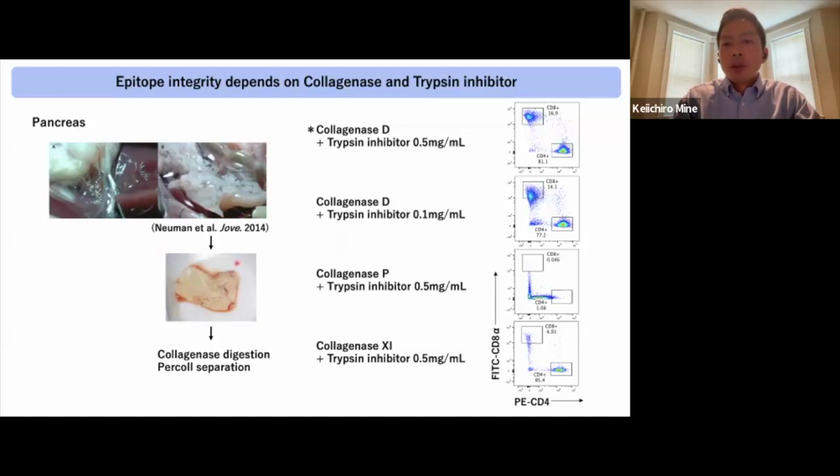I think maybe because the pancreas is rich in digestion enzymes, some collagenase types were not good for the preservation of epitope integrity on immune cells. We found that the combination of collagenase D and trypsin inhibitor was good for analyzing immune cells in the pancreas. And we use this method to analyze immune cells in the pancreas.